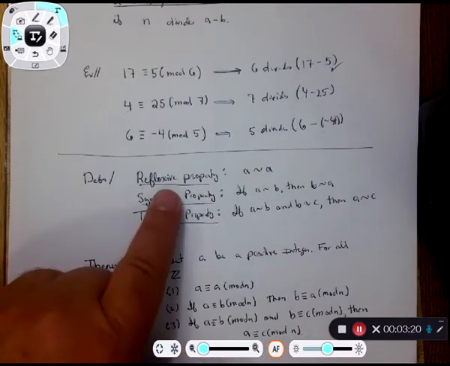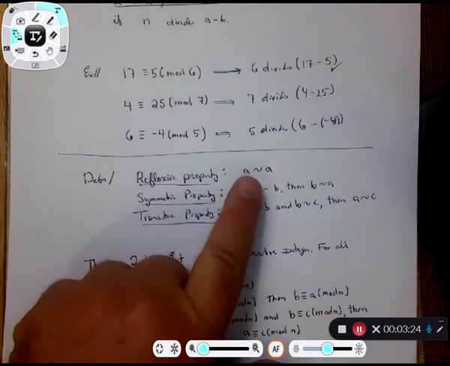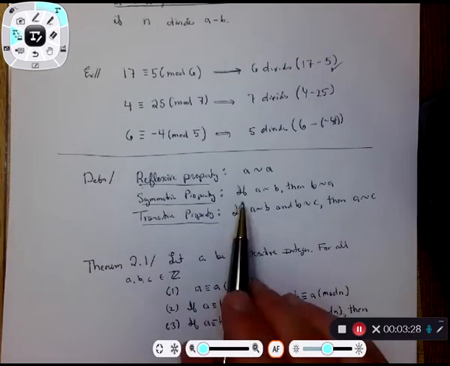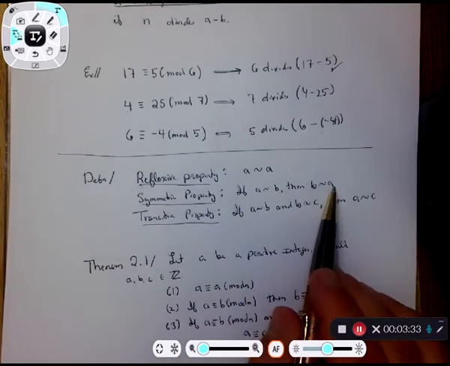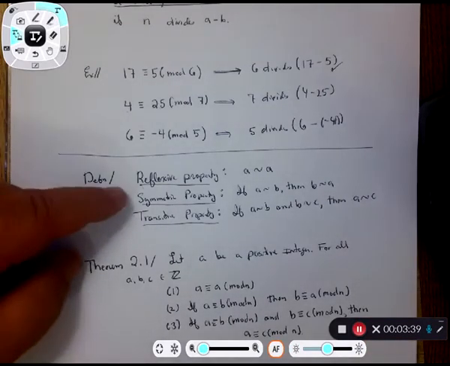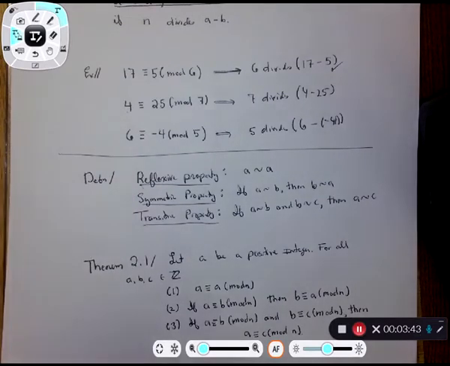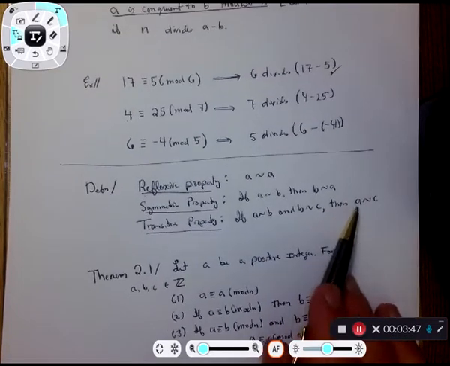The reflexive property is, given any element, you're always congruent to yourself. A is congruent to A. The symmetric property says that if A is congruent to B, then B is congruent to A. If A is congruent to B, then automatically that forces B to be congruent to A. That's the symmetric property. And the famous transitive property: if A is congruent to B and B is congruent to C, then A is congruent to C.